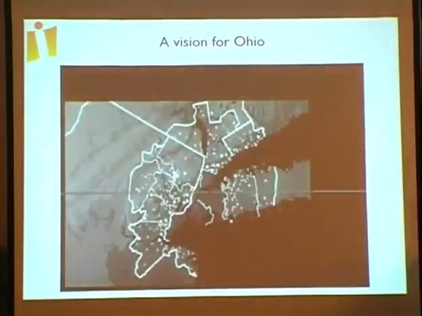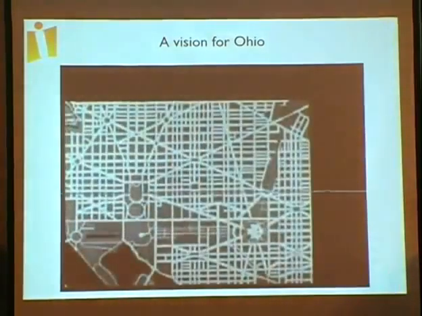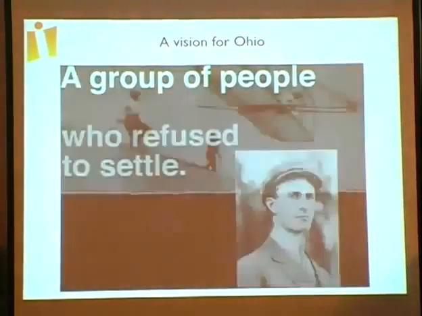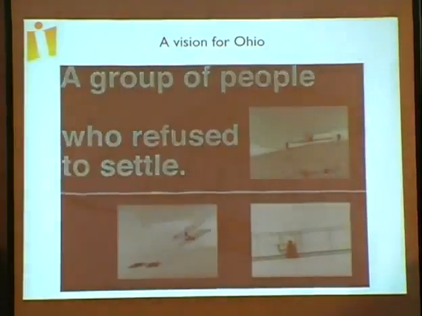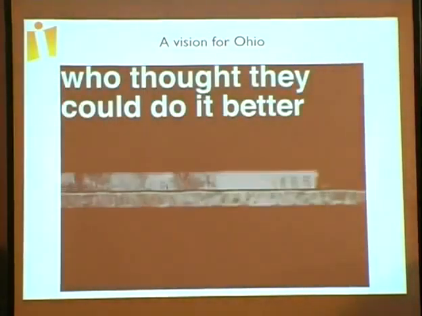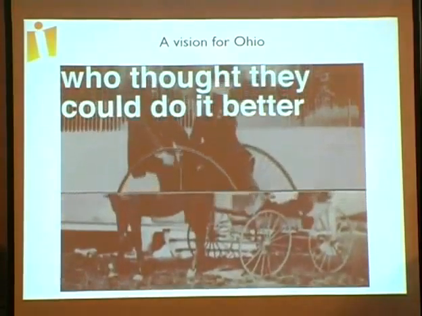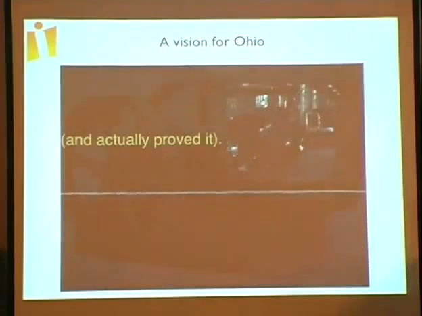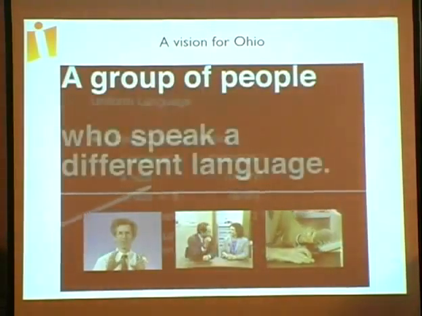But first of all, I want to get a little bit of a vision of Ohio going here. This is a video coming out of North Carolina, but it shows you essentially the type of economy that I think we ought to be aiming for in Northeast Ohio and in Ohio generally. It's an economy based on people.